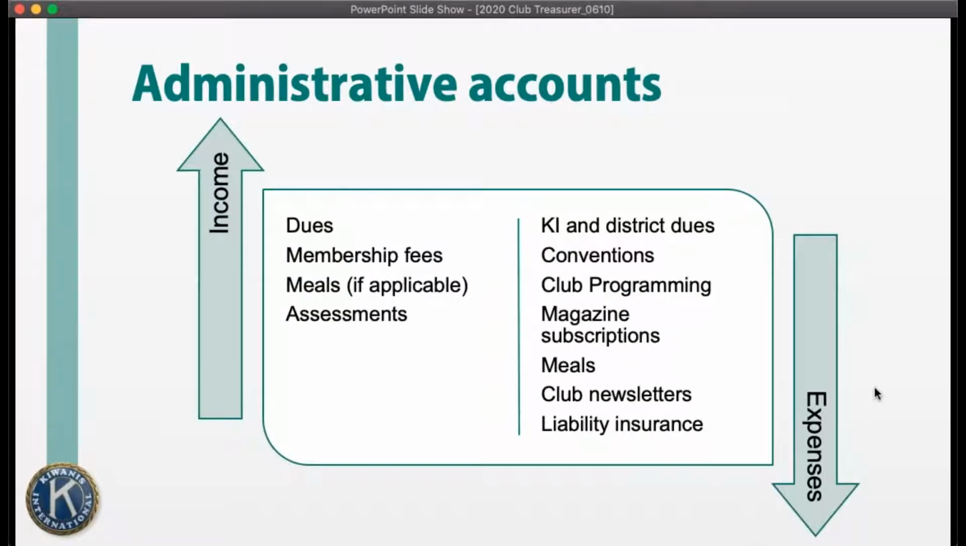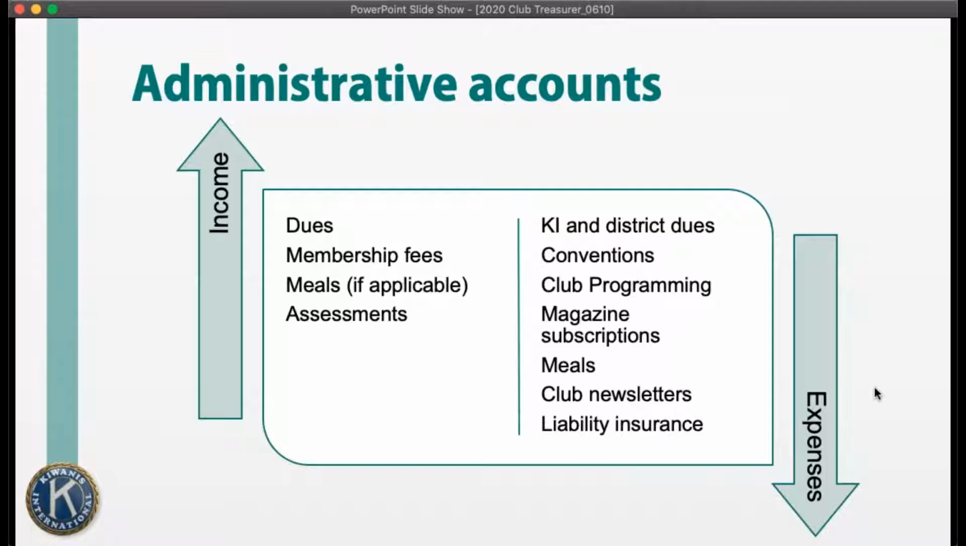First, we'll talk about our administrative accounts. The administrative account is for all administrative expenses of your club. The majority of the funds come from annual club dues, meeting meals if applicable, and your membership fees from new members. Generally, money from any activity in which only your members participate is deposited into your administrative account.